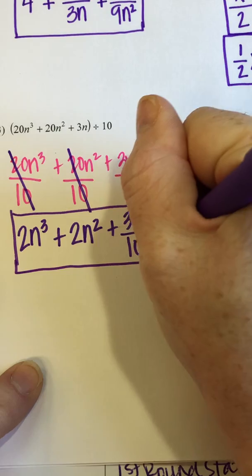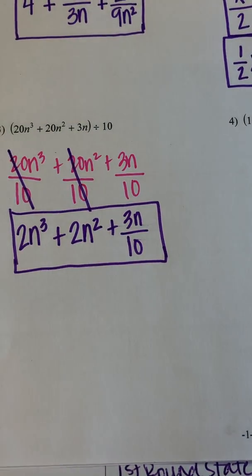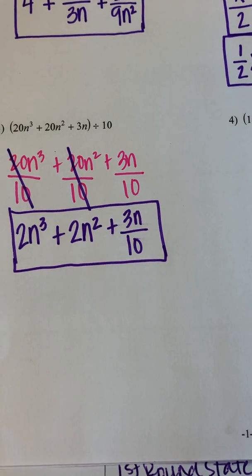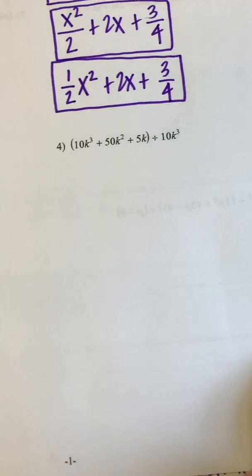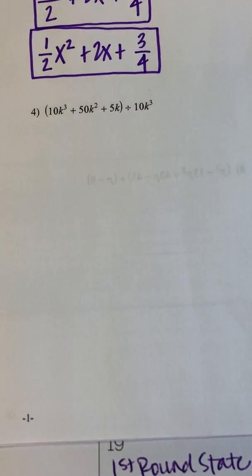You could write this with 3/10 as a fraction out front and the n out behind it. That would be fine. Okay? All right, I want for you very quickly to do number 4. I want you to try it. We'll check your answer in just a second.